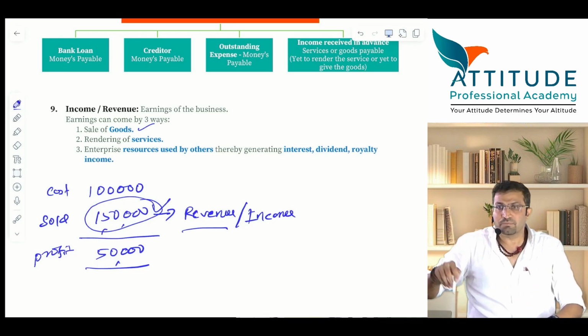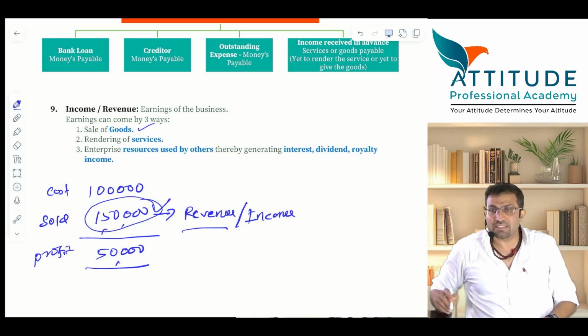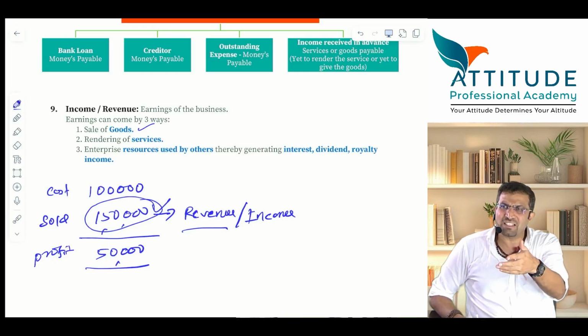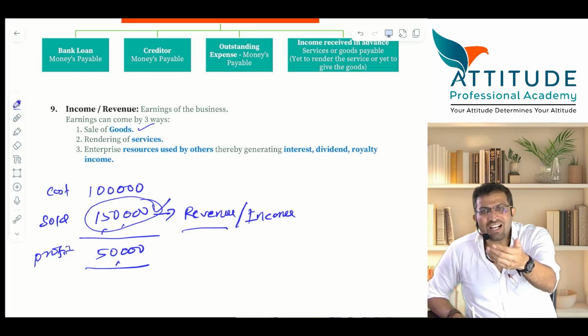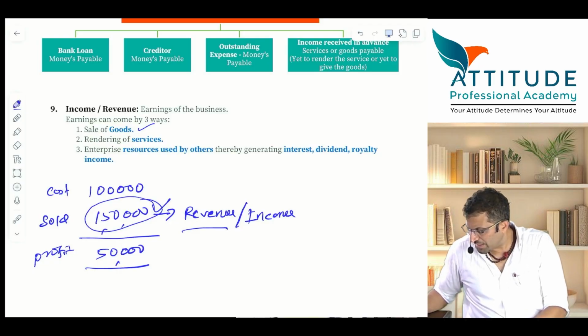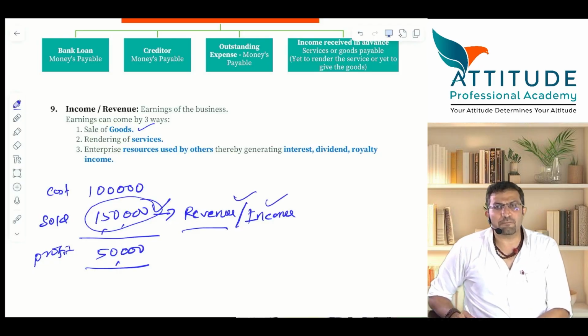Next, sale of service. Now tell me, by rendering services, chartered accountants, lawyers, doctors, company secretaries, do they render service? And they charge fees. So fees are nothing but revenue for the service provider.